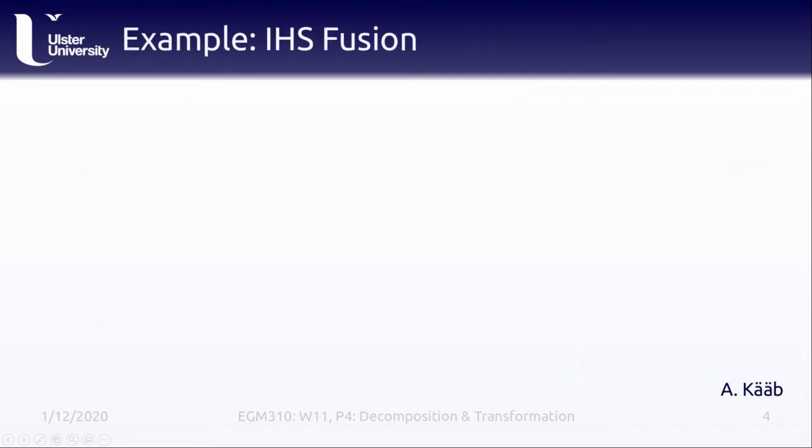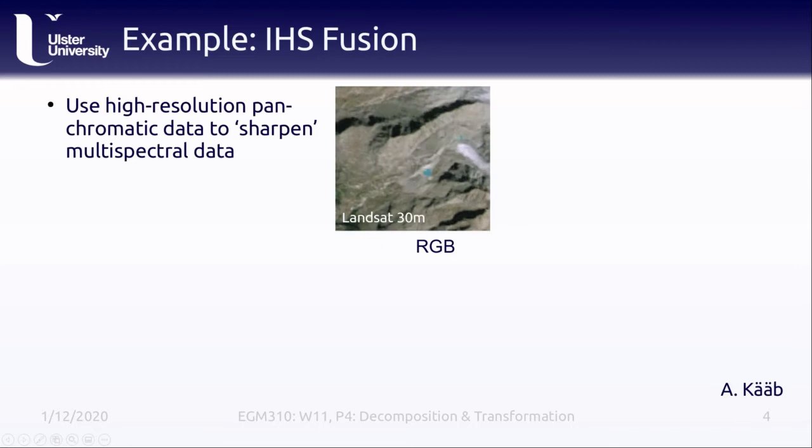One application that we can use for the IHS transformation is something called IHS Fusion. With this, we use high-resolution panchromatic data to sharpen or increase the resolution of the multispectral data. This is what was used to increase the apparent resolution of the image that you use for Practical 2, to take the 30-meter Landsat multispectral data and resample it to 15 meters. The way that we proceed is as follows.